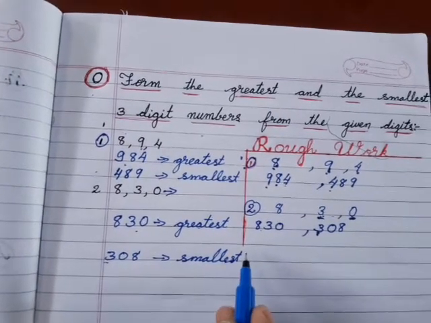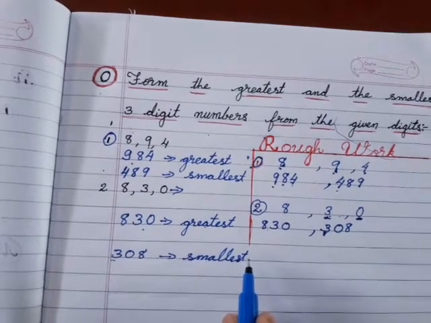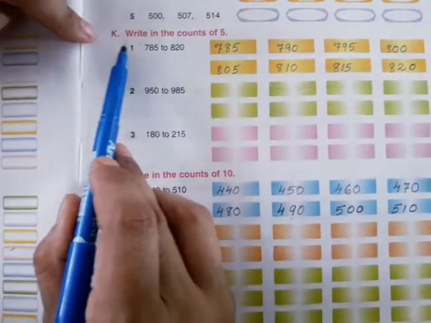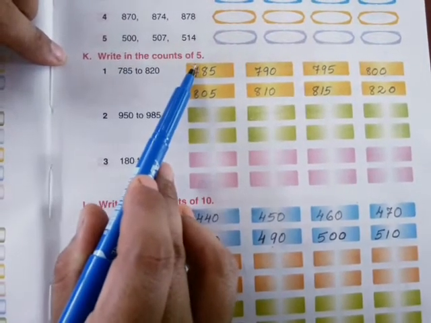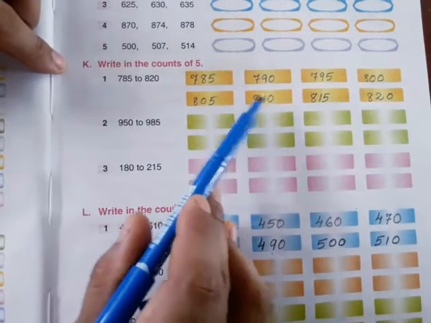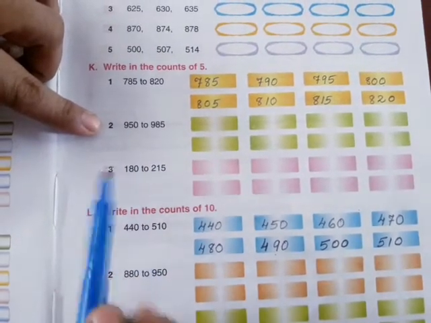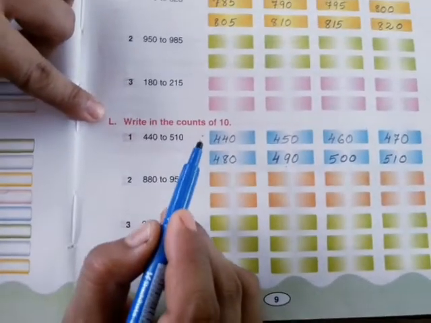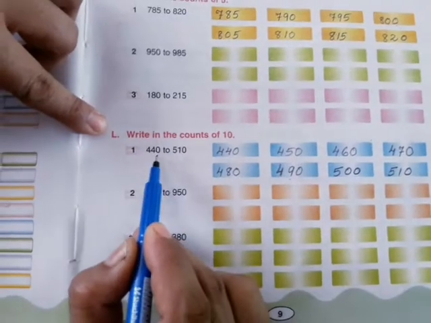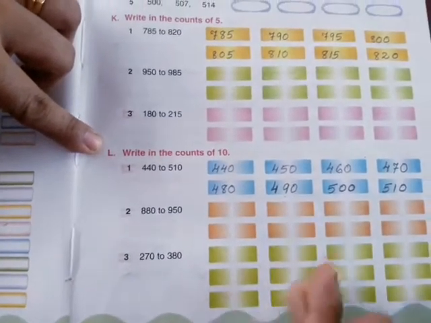Now I am going to give you some homework in the book. Now let us see the book. Question K, write in the counts of 5. The first one I have done for you, you can repeat it, and please do questions 2 and 3. Then question L, write in the counts of 10. The first question I have done for you. Now please do the rest.